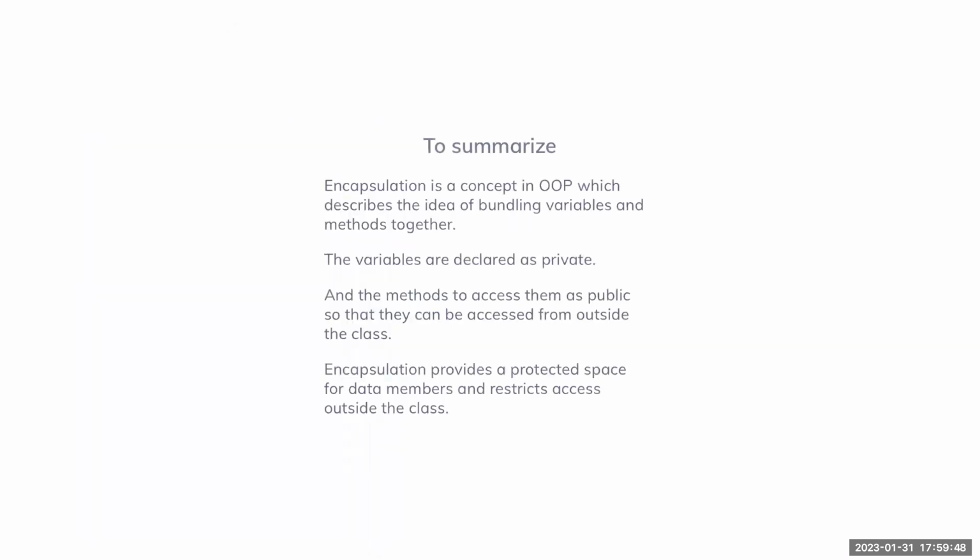Okay, so to summarize what exactly encapsulation is. Encapsulation is a concept in object-oriented programming which describes the idea of bundling variables and methods together. The variables are declared as private and the methods access them as public, so that they can be accessed from outside the class. And encapsulation provides a protected space for data members and restricts the access outside of the class.